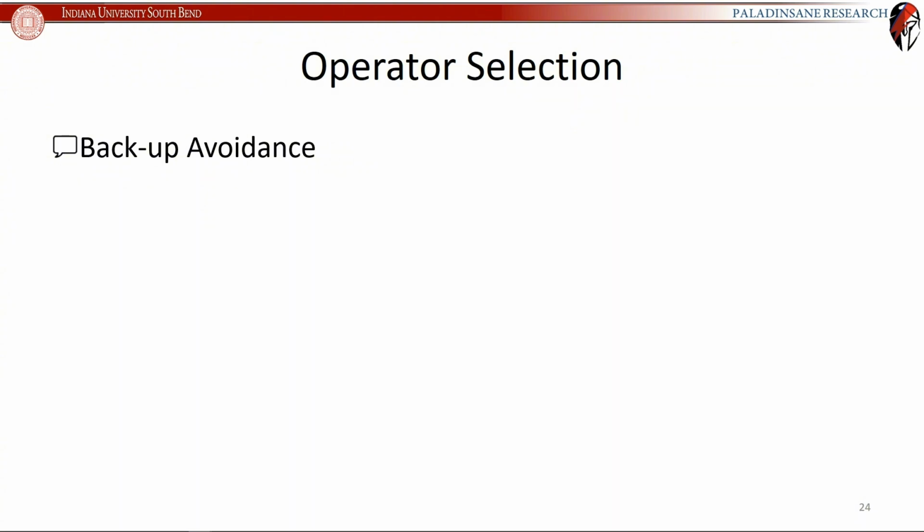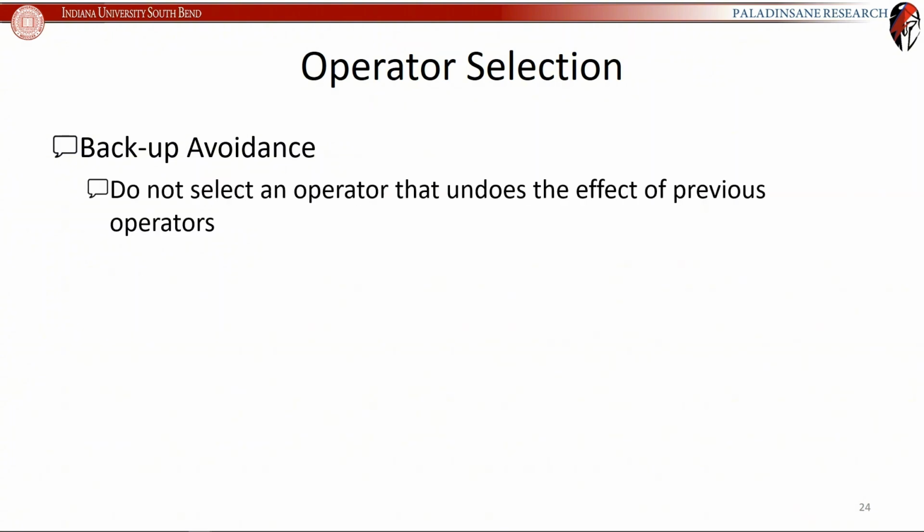We're not entirely sure what the correct solution is, so we use strategies that increase our probability of getting to that correct solution. One of the big strategies that we use is known as backup avoidance. That's where you do not select an operator that undoes the effect of previous operators. So basically, you don't undo your moves.